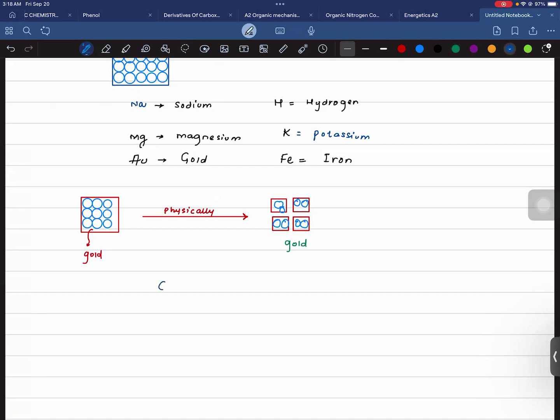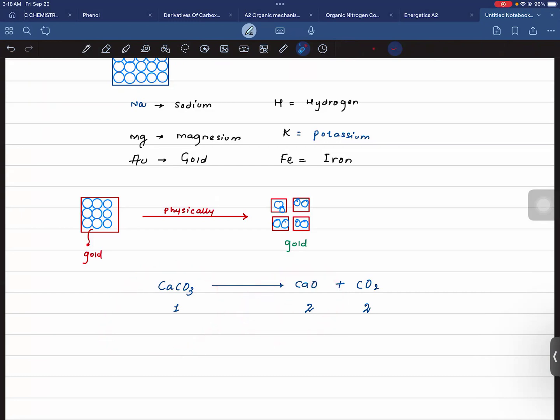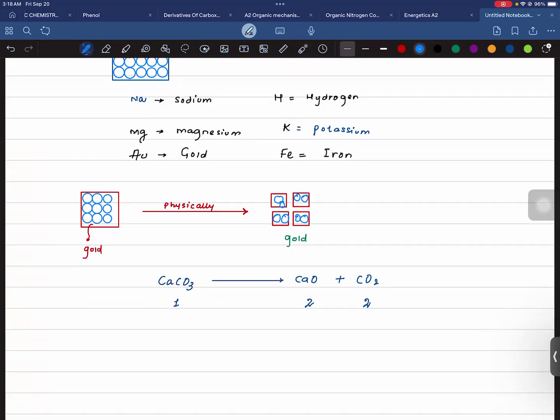Let's suppose in a chemical reaction, you have calcium carbonate and it is broken down into calcium oxide and carbon dioxide. So this is one piece, and this is the broken form of calcium carbonate, in which you have two pieces. So this is something different as compared to this. This is a chemical reaction. When something breaks down in a chemical reaction, it forms a new compound. But if you break down gold, you will not get any new product. So I can say that elements cannot be broken down chemically. Basically they can be broken down physically into smaller pieces, but still there is no new product.